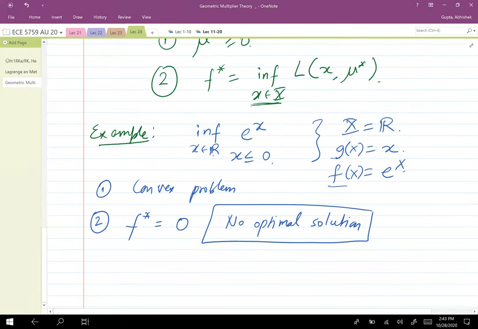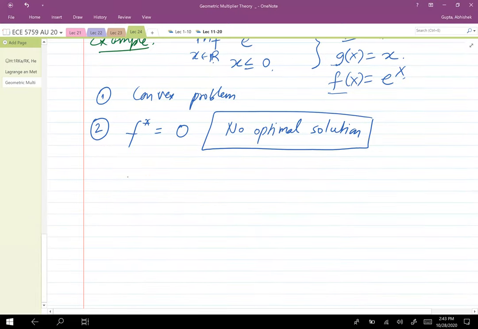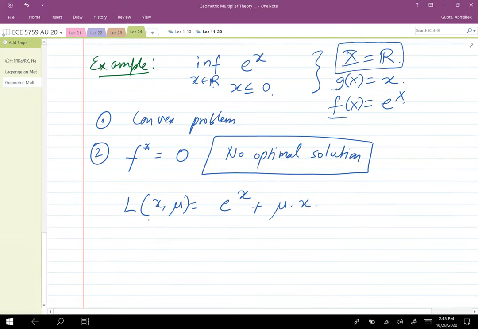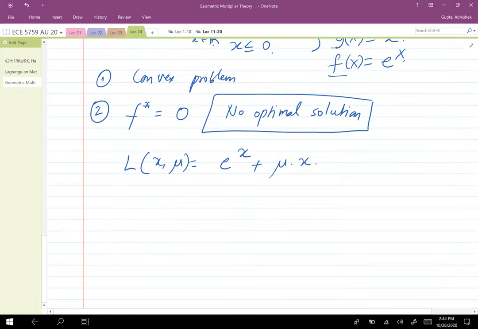Now let's see whether I can compute a geometric multiplier for this problem. So let me write my L of x comma mu as e raised to x plus mu times x. Okay. I want to find a mu star which is non-negative such that if I take the infimum of the Lagrangian over the entire real line, so remember my X is the real line itself, it is equal to 0. That's all I need to show to come up with mu star. So what would be a candidate mu star where this would be satisfied? So I need mu star greater than or equal to 0 such that 0 equals the infimum of L of x comma mu star over x in R. What do you think? What would the possible mu star be?